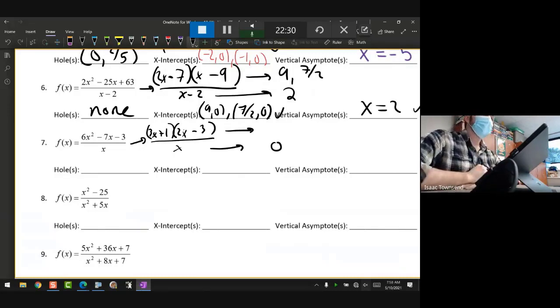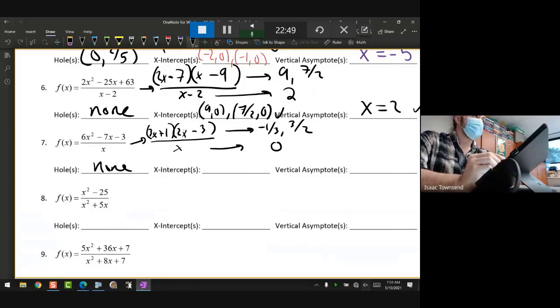The denominator equals 0 at x equals 0. The numerator equals 0 at negative 1/3, and this equals 0 at positive 3/2. So there's no number that makes the numerator and denominator 0, which is how you get a hole in your graph.